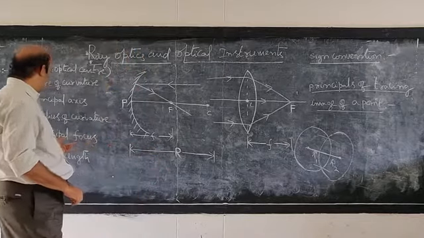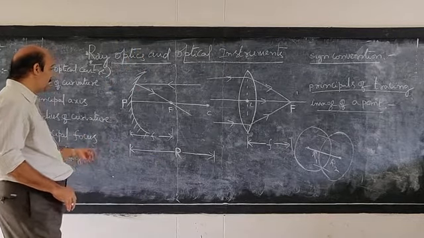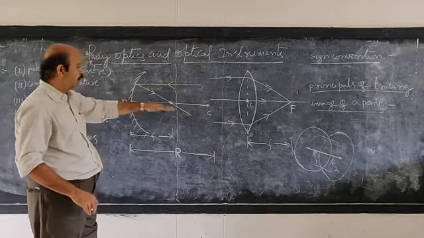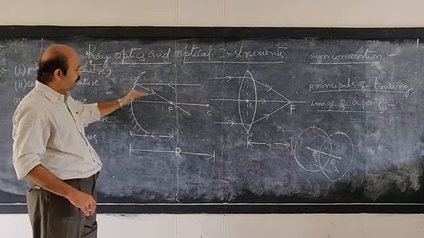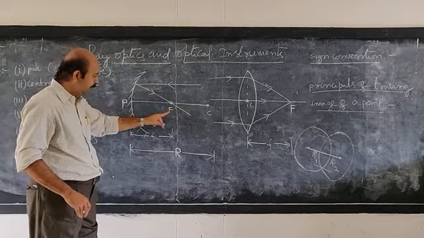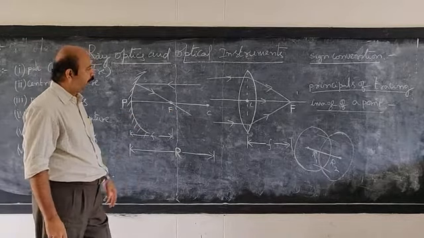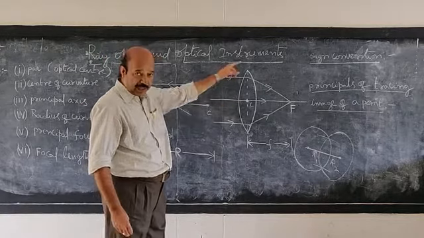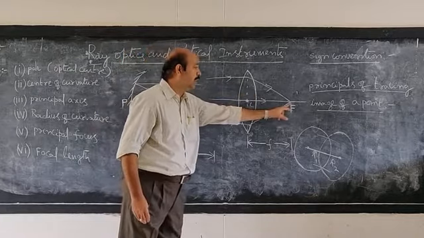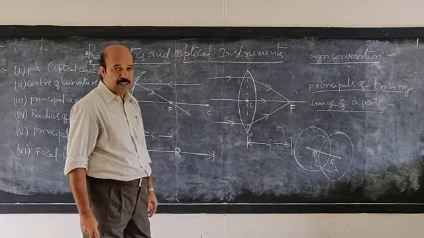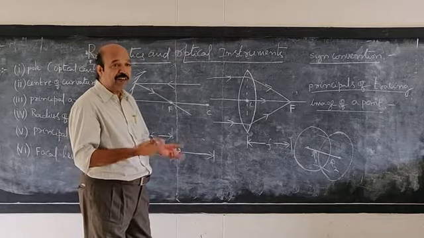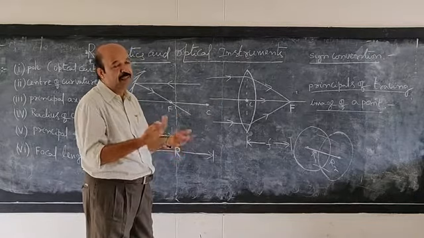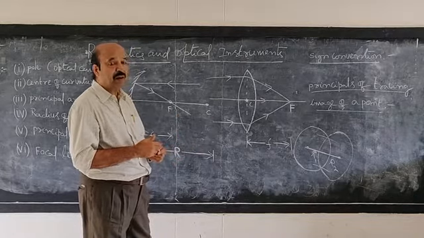Another term you are supposed to know is principal focus. In the case of a mirror, the rays parallel to the axis, after reflection, will pass through a point on the axis. That point is called the principal focus. Whereas in the case of a lens, the parallel rays, in the case of a converging lens or a convex lens, converge at a point on the axis. We call it the principal focus. Whereas in the case of a diverging lens or a concave lens, they appear to be diverging from a point on the axis. That is called the principal focus in the case of a concave lens.